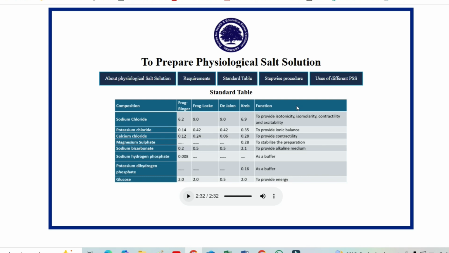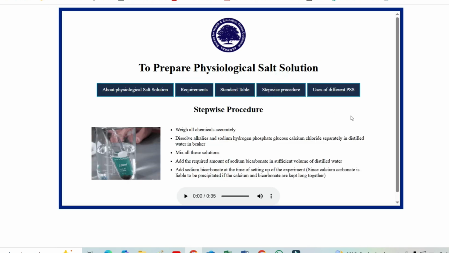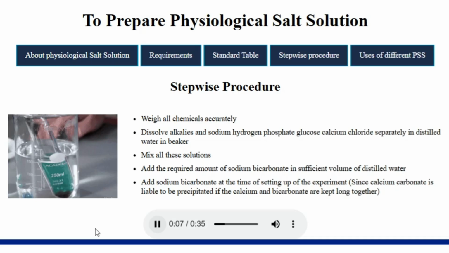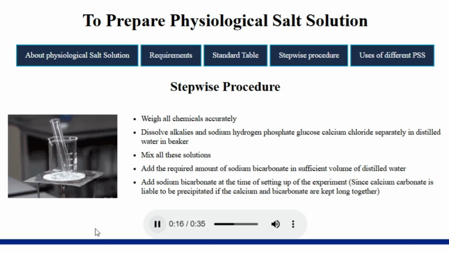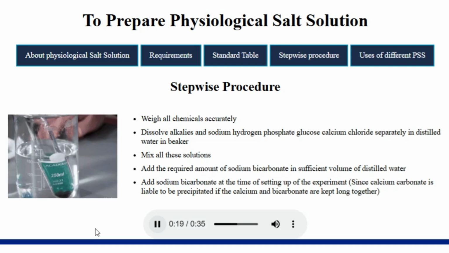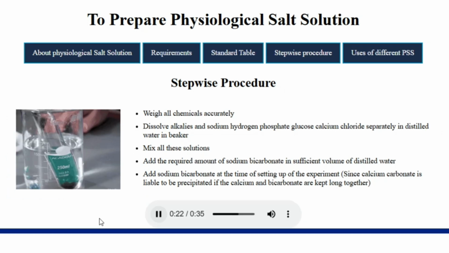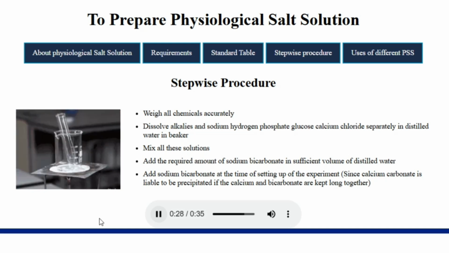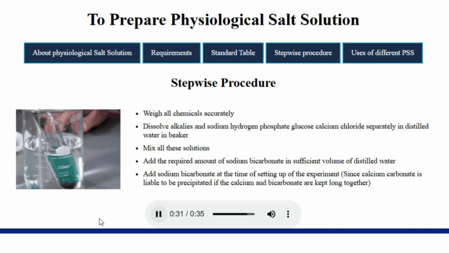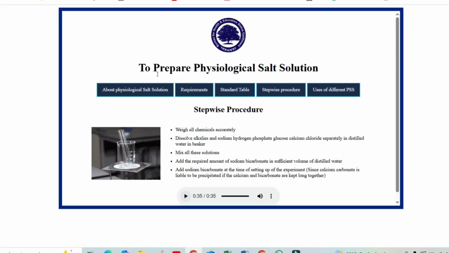Now we will go for the next, the stepwise procedure of how to prepare this. Stepwise procedure. Weigh all chemicals accurately. Dissolve alkalis, sodium hydrogen phosphate, glucose and calcium chloride separately in distilled water in a beaker. Mix all these solutions. Add the required amount of sodium bicarbonate in a sufficient volume of distilled water. Add sodium bicarbonate at the time of setting up of the experiment, since calcium carbonate is liable to be precipitated if the calcium and bicarbonate are kept long together.